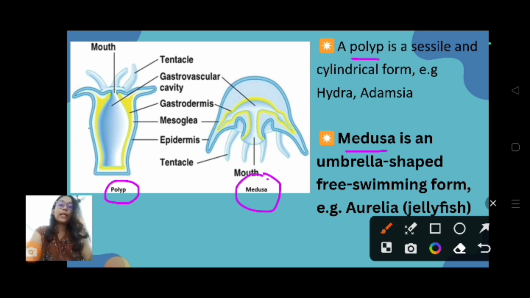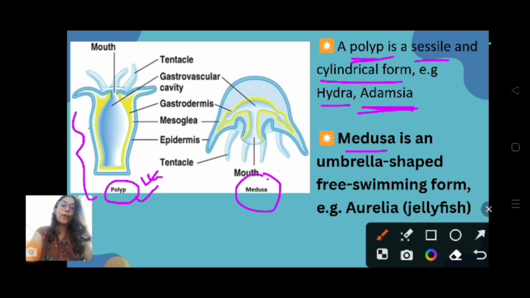Here, polyps are generally sessile, which means they are attached to the substratum. They are sessile and their structure is cylindrical. Can you see here? Examples are Hydra and Adamsia. This is a picture showing Hydra and Adamsia, where you can see the polyp structure, which is sessile and cylindrical. Is it clear?